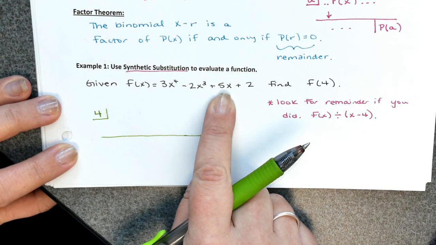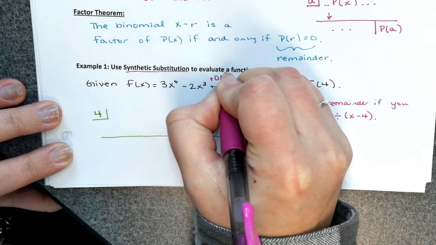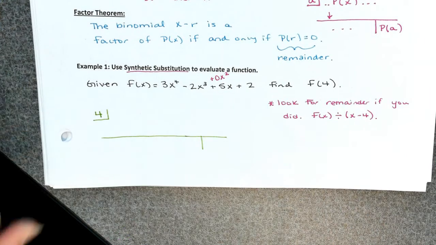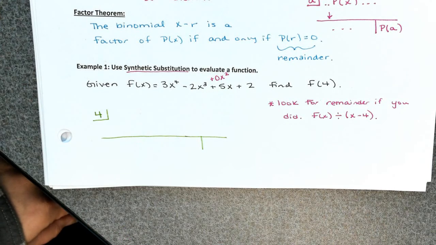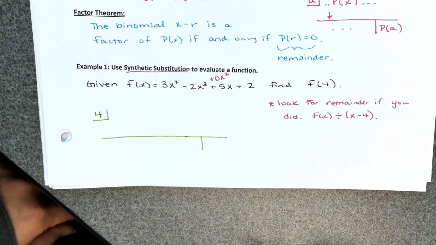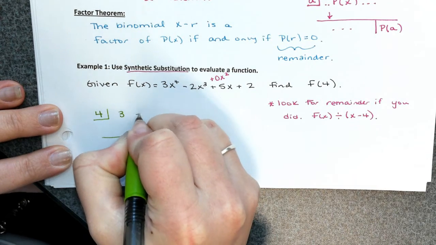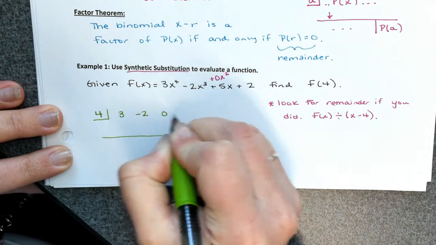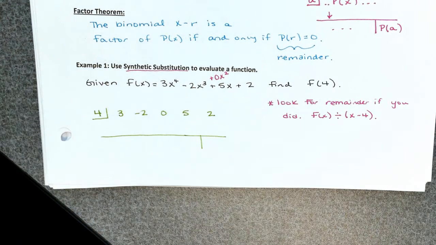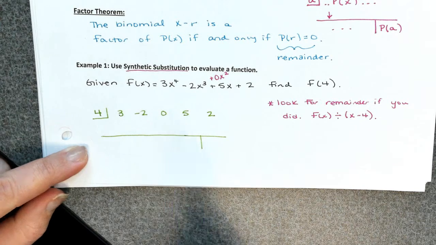So that means I'm missing the 2. So maybe even you want to write in here plus 0x squared. So 4, 3, 2, 1, 0. Now that looks better. Okay, a lot of people missed that on their quiz last week. The placeholder messed them up. Okay, so here across the top we have 3, negative 2, 0, 5, 2. 4, 3, 2, 1, 0.